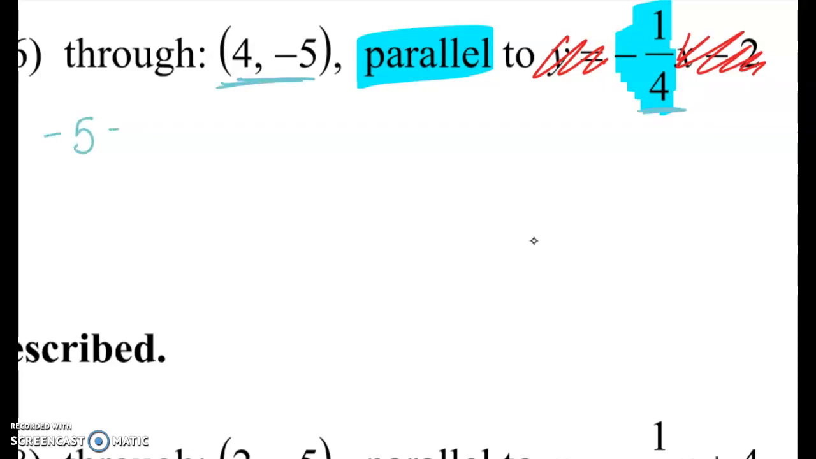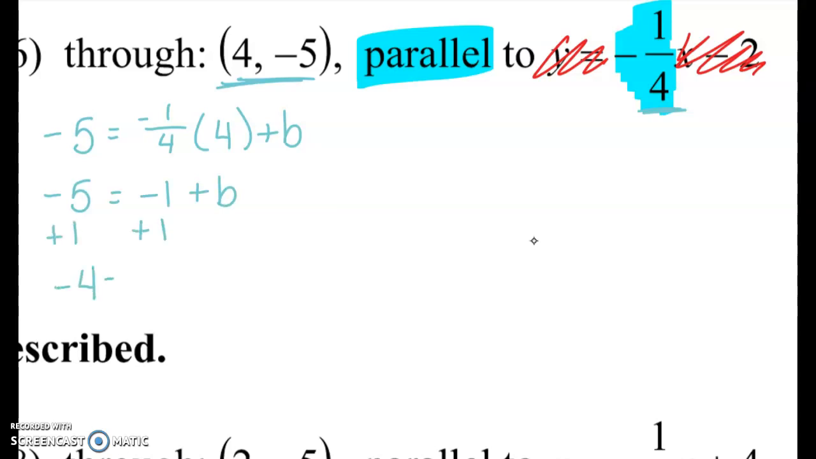So negative 5 is equal to negative 1/4 times 4 plus b. So negative 5 is equal to negative 1/4 times 4, which is just going to be negative 1, plus b. We'll add 1 to both sides. So our y-intercept, our b, is negative 4. Take that and our slope, and write the equation of our line: y is equal to negative 1/4 x minus 4.